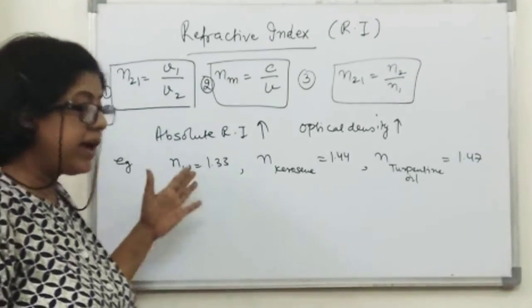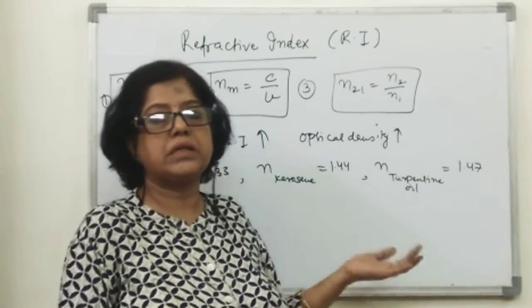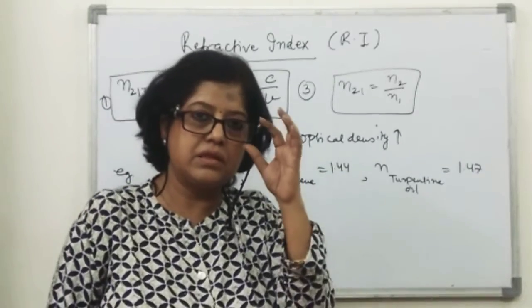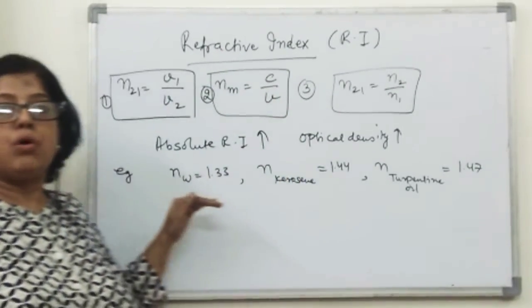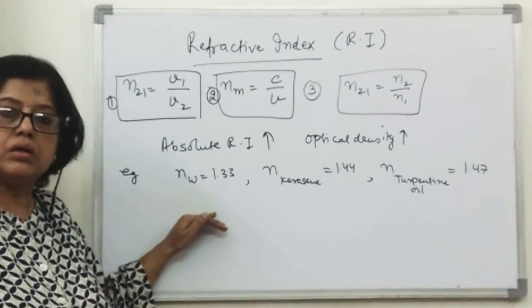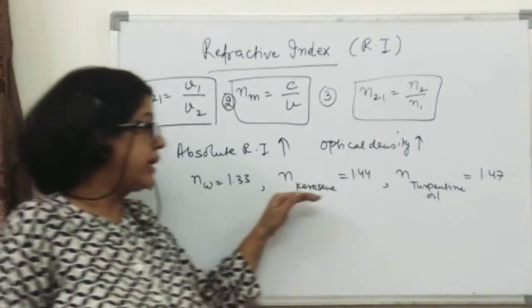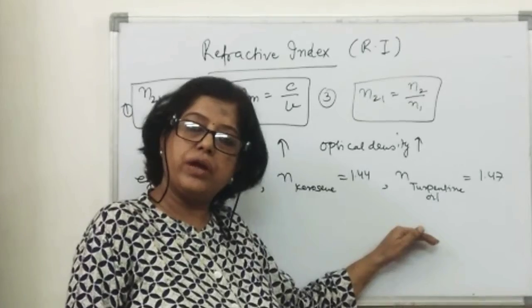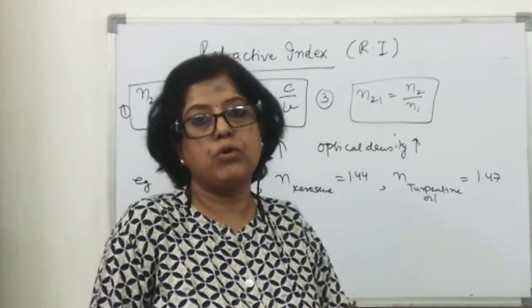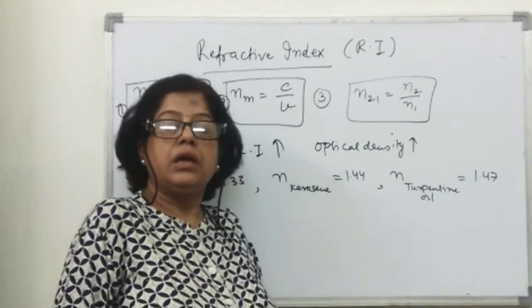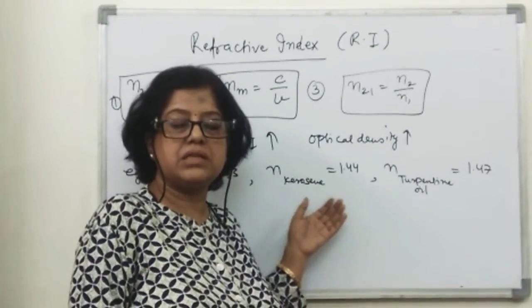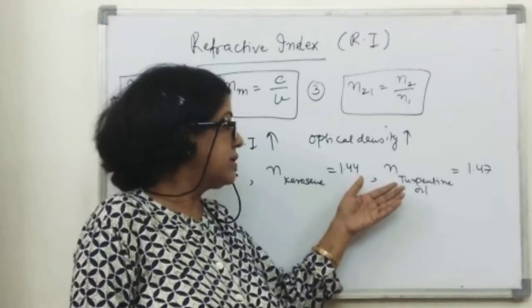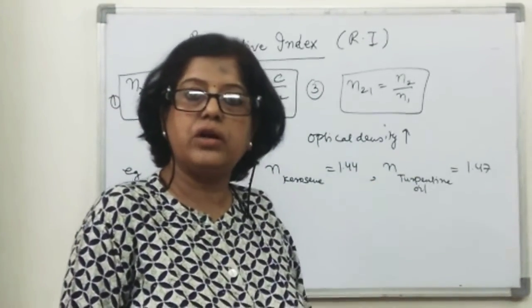Now here also comes the concept of optical density and mass density. We discussed this in the previous class also. Optical density is different from mass density. We all know that water is denser than kerosene or turpentine oil. You all know that kerosene floats on water. So the mass density of kerosene is less than water. Similarly, the mass density of turpentine oil is less than water.